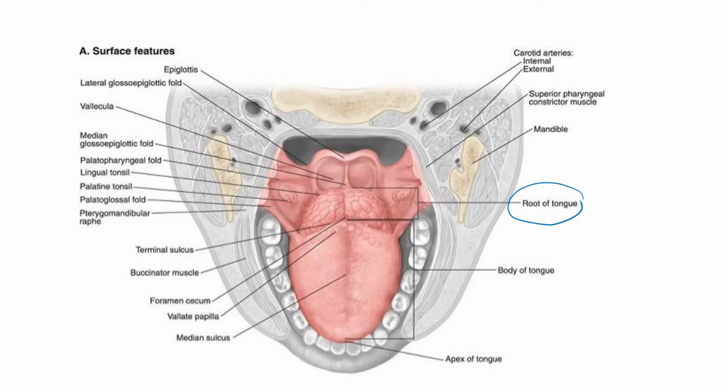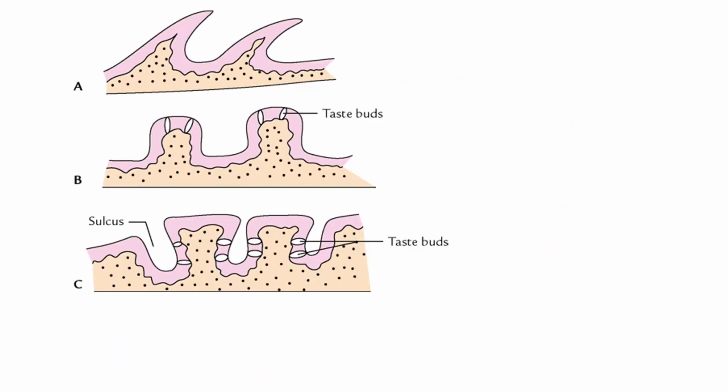One important thing to be noted is the presence of the foramen cecum along the sulcus terminalis. The foramen cecum is present along the center of the sulcus terminalis. This foramen cecum is the central depression which indicates the commencement of the median thyroid rudiment, the thyroglossal duct. It represents the thyroglossal duct. So this is about the dorsal surface.